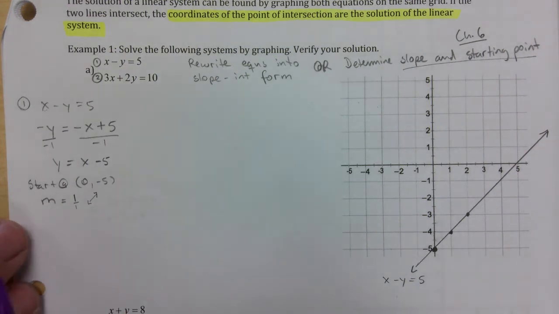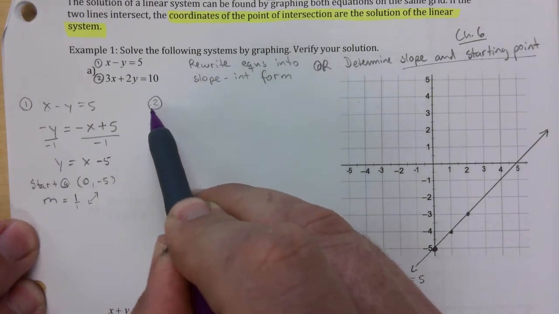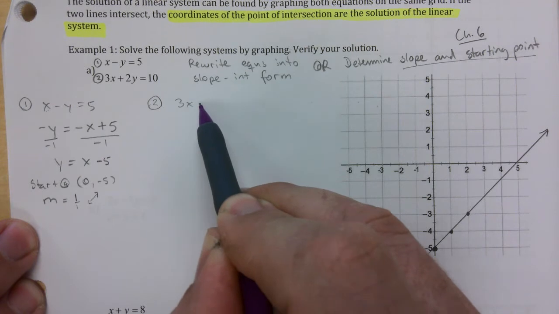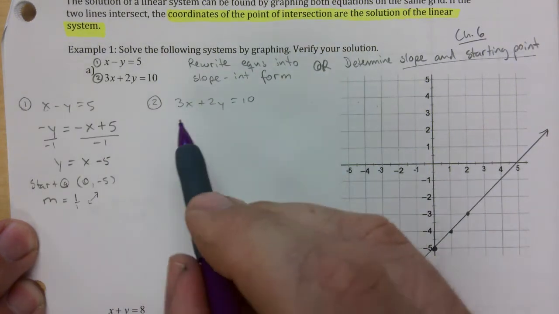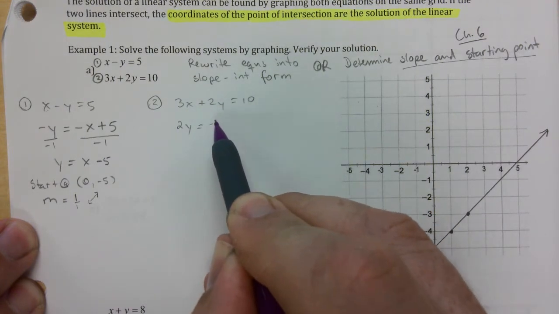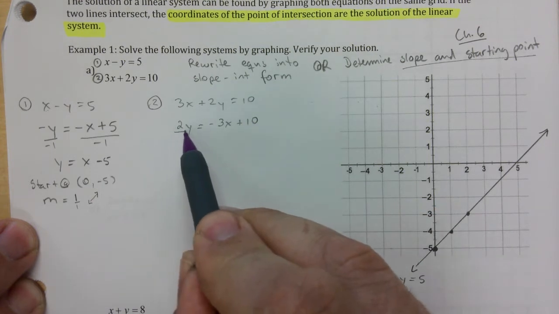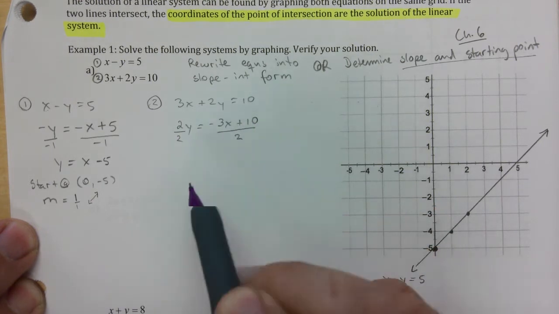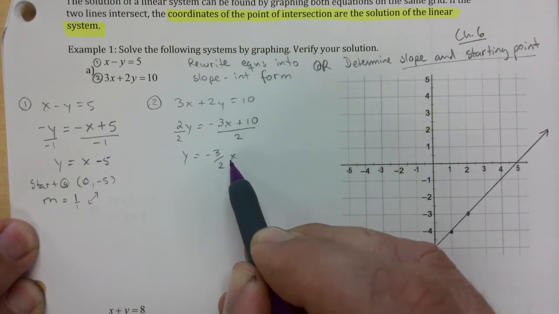Okay, the second one I will do here. 3x plus 2y is equal to 10. I'll bring the 3x over, so 2y is equal to negative 3x plus 10. You divide both sides by 2. y is equal to negative 3 over 2 x plus 5.